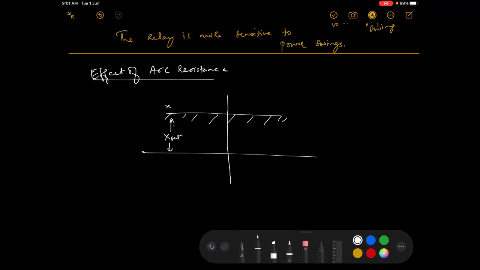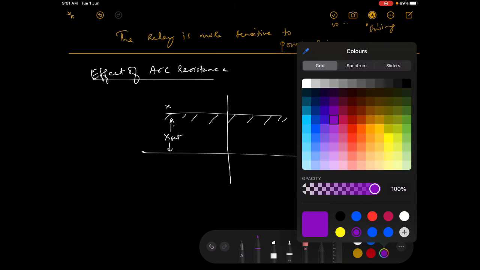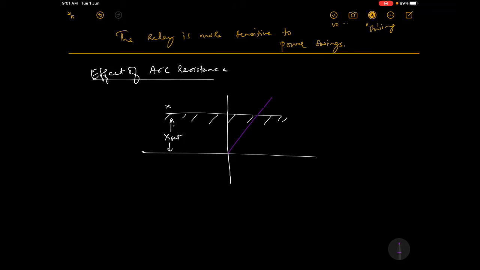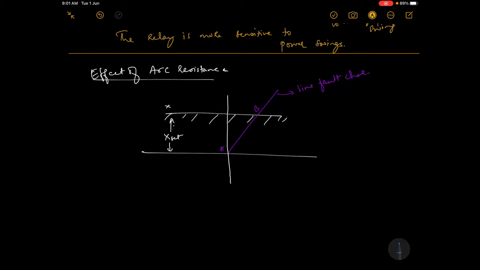Let me suppose this is my point A, B. So what is this? Line fault characteristics. So this is the characteristic of the relay. Now if there is an arc, whenever there is arc resistance, the fault will have some arc resistance.